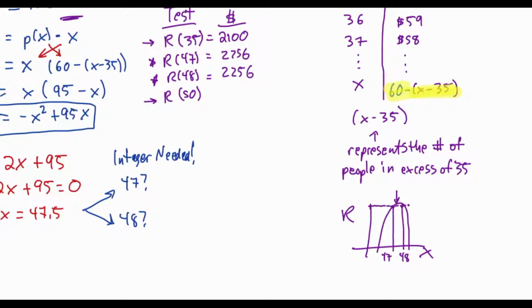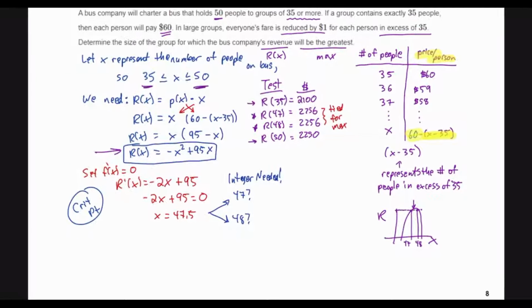Finally, let's evaluate our function for 50 people, and it's 2250. So which values are going to maximize? It's going to be 47 or 48, and they are tied for max. All right, so we're actually done our calculation. Just like we've done before, we defined everything, we set our constraints, we defined our variable, we figured out which function we needed, we found the derivative, and we set it equal to 0 in order to identify the local extrema. We found the critical point.